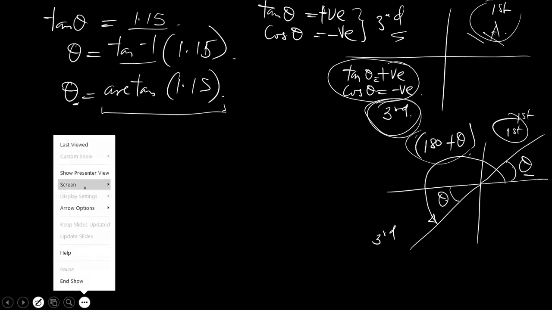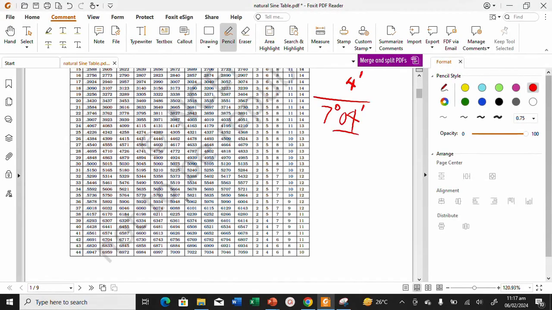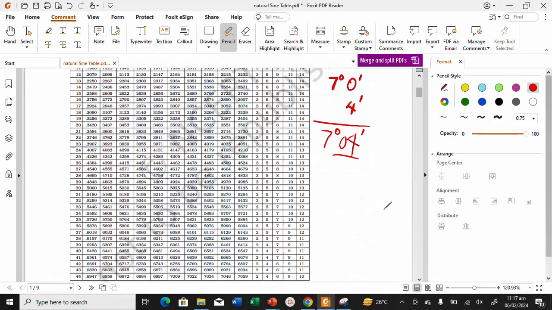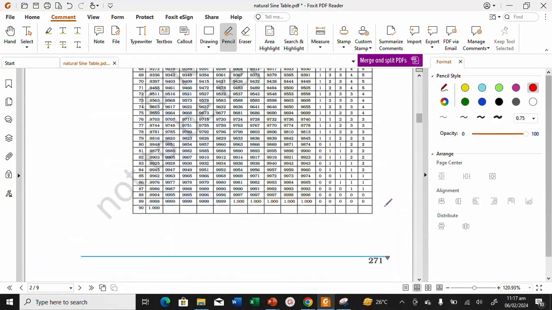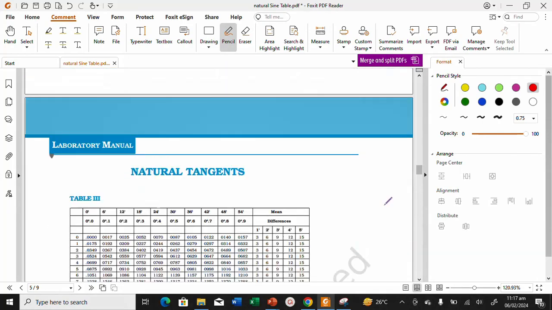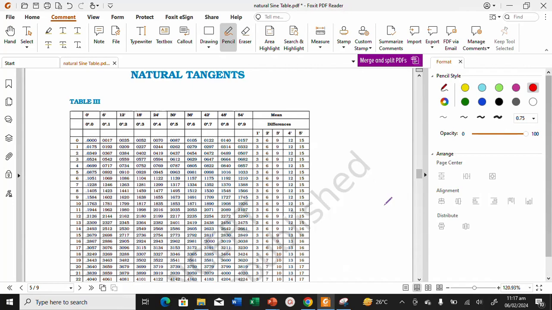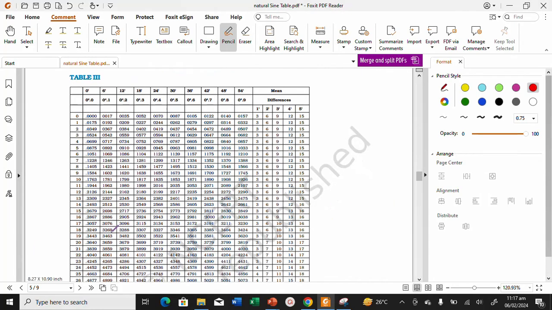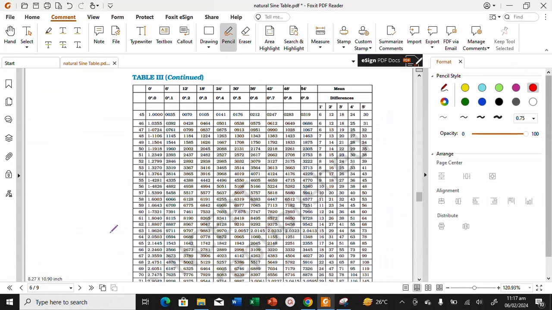So now let's go to the log table. Now, in the log table, okay, this is a sine table. This is a cosine table. This is a tan table. Now, we'll look for 1.15. So this is 1. We're looking for the value here that will be 1.15.